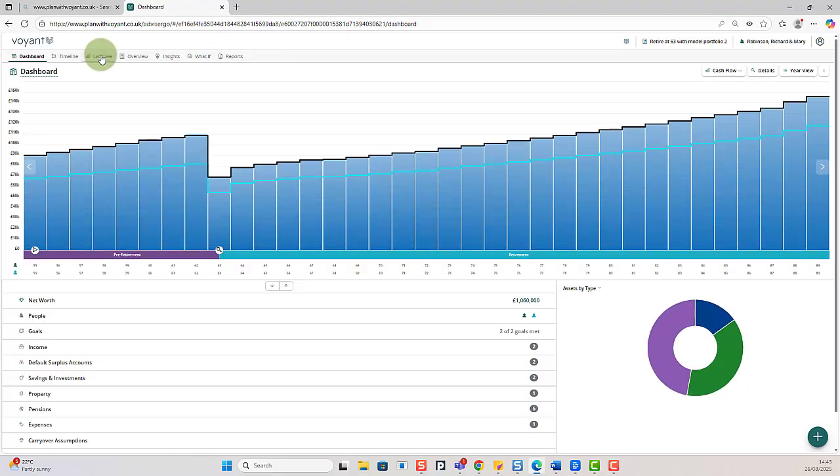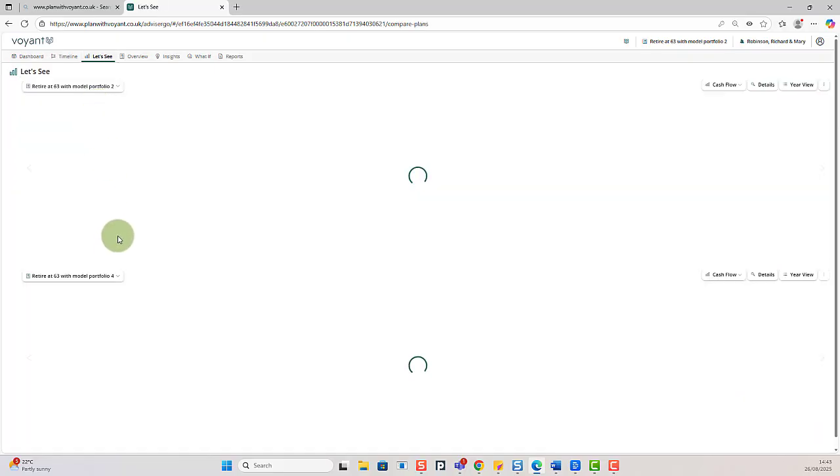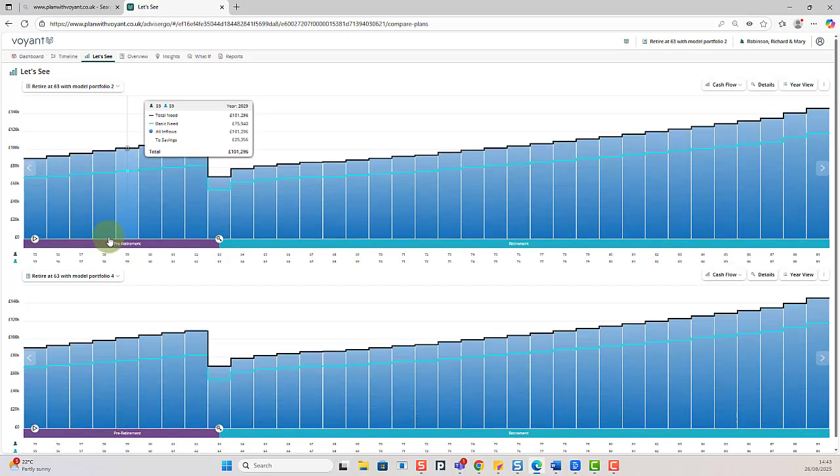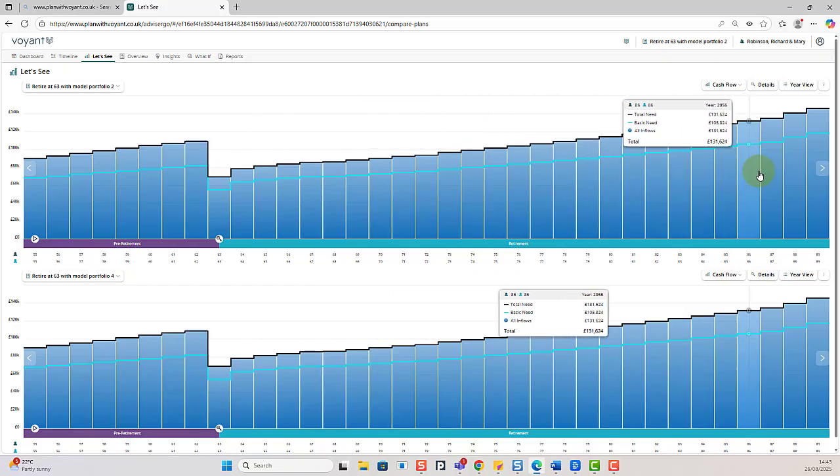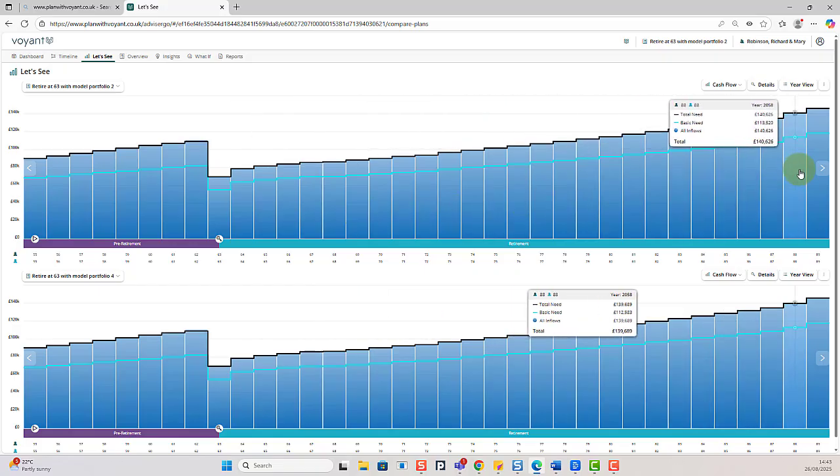We'll use the Let's See and Compare Plans feature to compare retire at 63 with Portfolio 2 and Portfolio 4. The result is that no shortfall is projected. If there were a shortfall, red indicators would appear in the chart. The conclusion could be made that retiring at 63 and investing in Portfolio 2 or Portfolio 4 works for them from a cash flow perspective in that there is no projected shortfall.